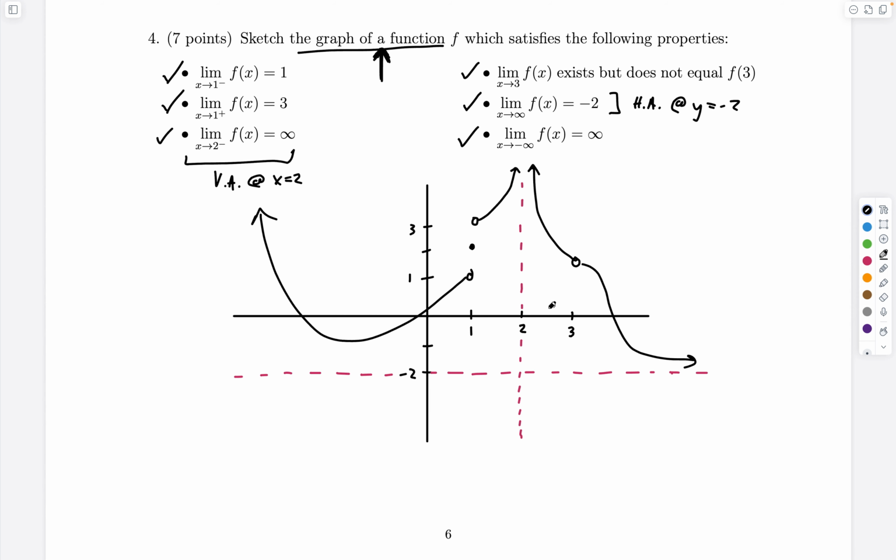Hopefully that makes sense. If you have one that looks a little bit different, totally understandable. Just make sure that all of the properties apply. Okay. Perfect. There we go. Question 4.